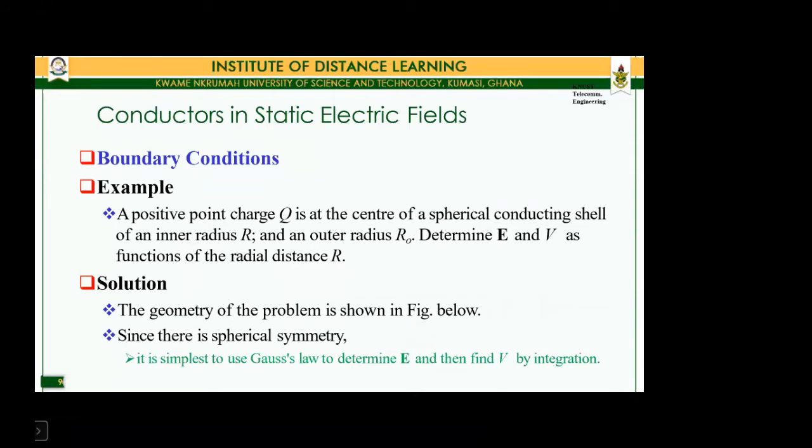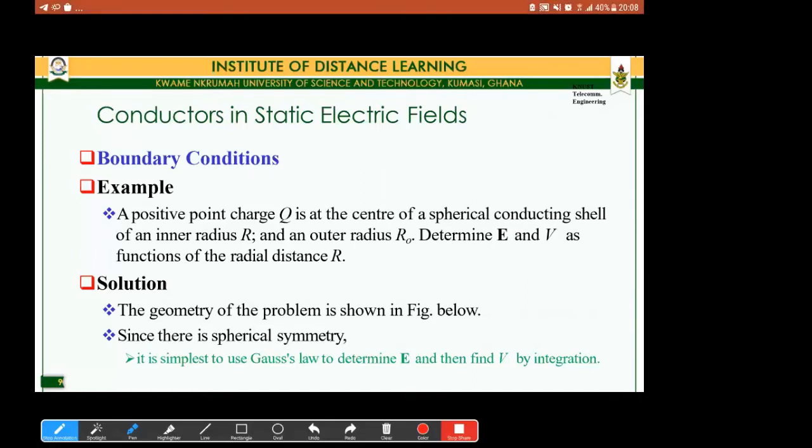Now we have an example here to illustrate what we discussed relative to what happens to a conductor inside an electric field. The example is very simple. You just need to pay attention and to follow. So it says that a positive point charge Q is at the center of a spherical conducting shell. So the spherical conducting shell, if you want, think about a football, which is a conductor. It's made up of metal. And a positive charge is placed in the center.